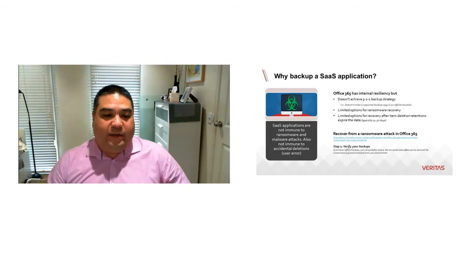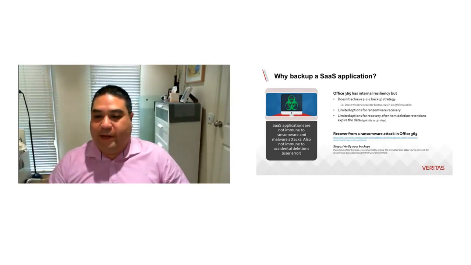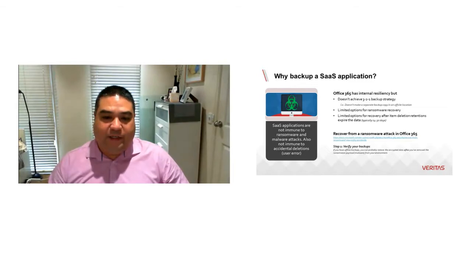So, if we get into more details around this, Office 365, for instance, doesn't really achieve what we call a 3-2-1 backup strategy. Now, what is a 3-2-1 backup strategy? It's a general rule, good practice, that you have 3 copies of your data, that you store 2 copies on a different storage media, and one of those copies should be in an off-site location.